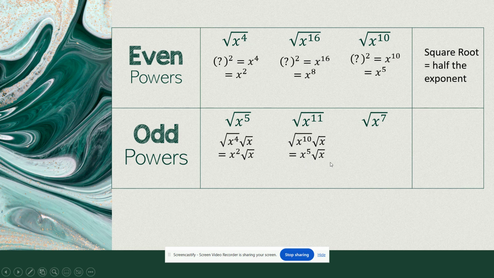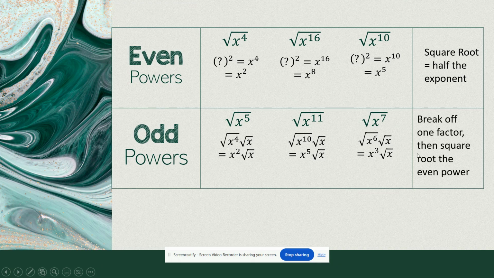Okay, so anytime we see an odd power, it's as easy as taking one of those out, x to the 7th here, for instance, take it out. Okay, that would give me the square root of x to the 6th times the square root of x. And then this one I can work with, right? Half of 6 is 3, so I would have x cubed times the square root of x. Okay, so if you are dealing with odd powers, you want to break off one factor, and then you want to square root the even power, because we know how to work with the even powers. They're nice to work with. The odd powers we can't do anything with.